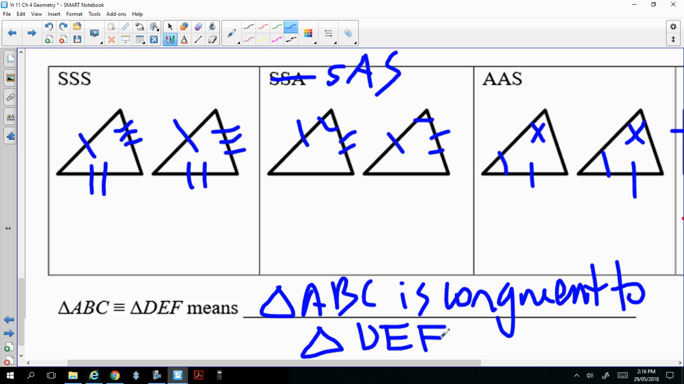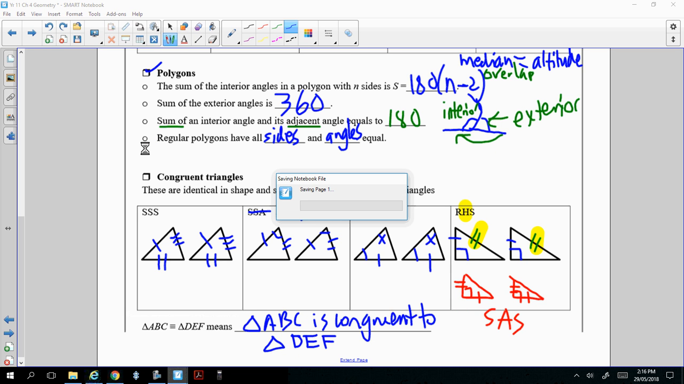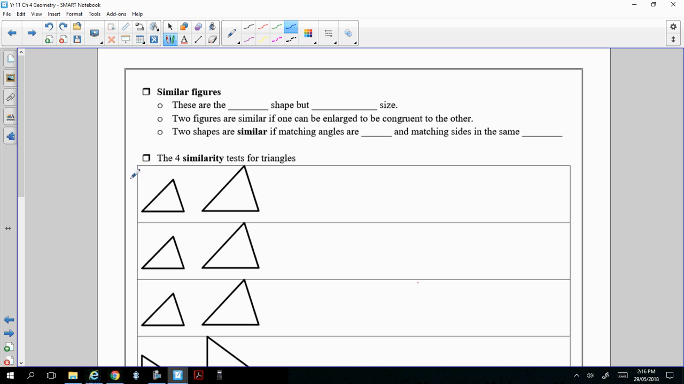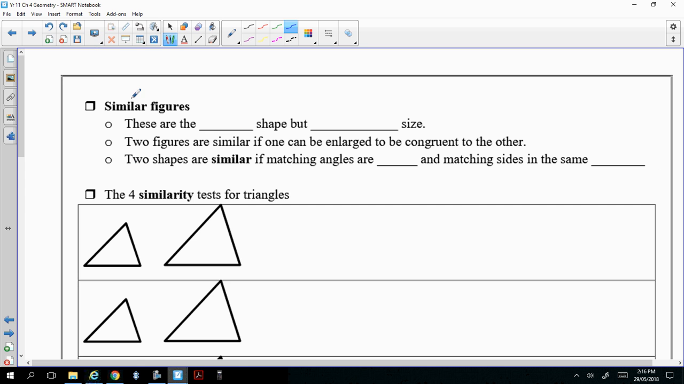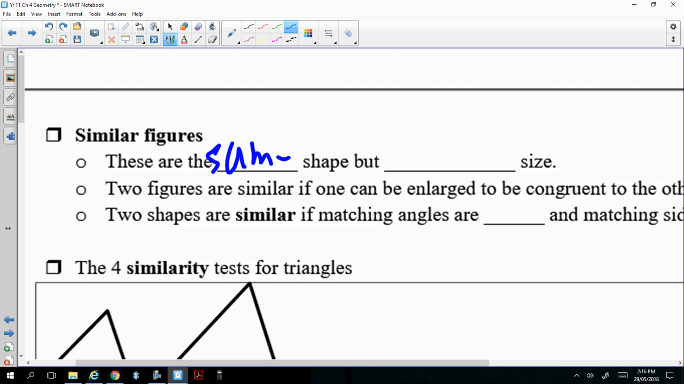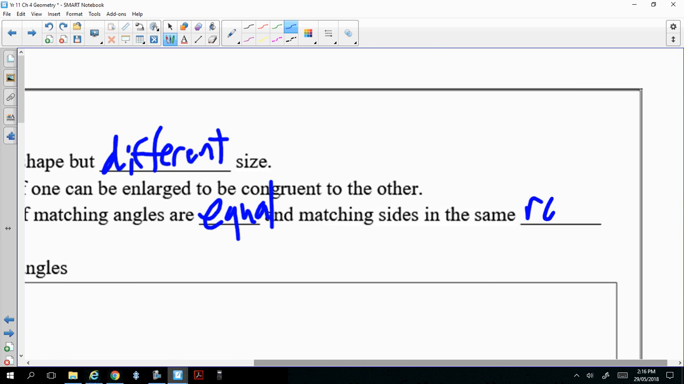We did 2 pages already. 2 more pages. Once you do congruent, there's the similarity. Let's look briefly at the properties of similarity. Two figures are similar if they have the same shape but different sizes, so one will be bigger than the other. Two figures are similar if one can be enlarged to be congruent to the other. Two shapes are similar if the matching angles are equal. Note that for similar triangles, the angles are equal, but the sides are not equal, but in the same ratio or in the same proportion.